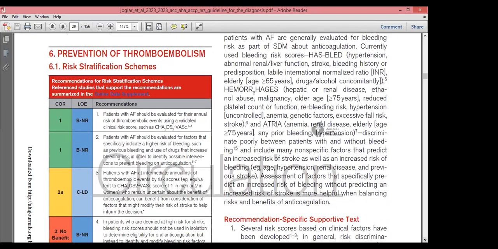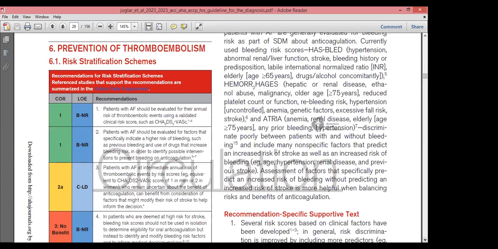So now, going to prevention of thromboembolism. According to the guideline, they validated some stroke risk scores: the CHA2DS2-VASc score, the ATRIA score, and I think the GARFIELD-AF score. Those are the 3 scores that they validated for assessing the risks of stroke in patients with AF. So, class 1 recommendation: patients with AF should be evaluated for their annual risks of thromboembolic events using a validated clinical score, such as CHA2DS2-VASc. There are 3 that they validated, but they talked more about CHA2DS2-VASc. That's a class 1B recommendation.